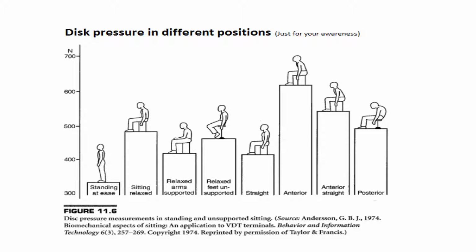This study is much older than the previous study, and again, the researchers measured the pressure inside the intervertebral disc. And you can see that when they compare the intervertebral disc's pressure in a standing position with different sitting positions, the ones with less pressure on our discs are relaxed sitting with arms supported or straight sitting position. You can compare it when you lean forward, the amount of stress on our discs will dramatically increase.